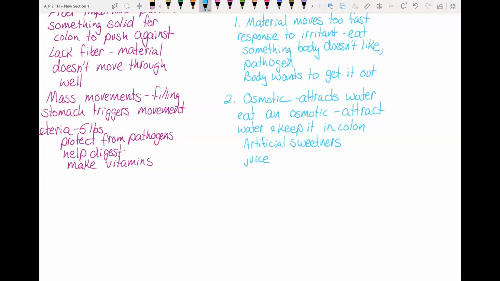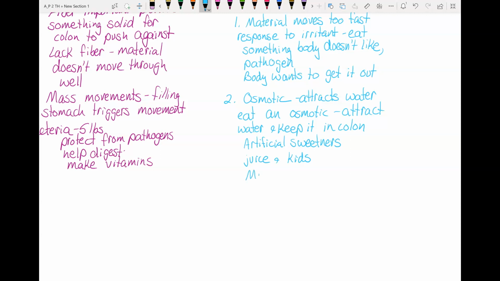Those of you who have ever dealt with toddlers, if you give a 2-year-old a glass of apple juice, they will have diarrhea. This is why parents always dilute the juice with water, because a lot of fruit juices are osmotics. And little kids, their intestines just can't handle that much osmotic. And if they drink juice, they get diarrhea.